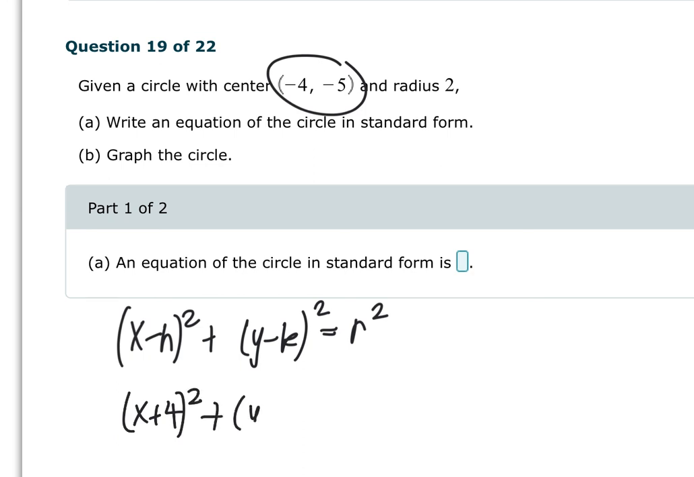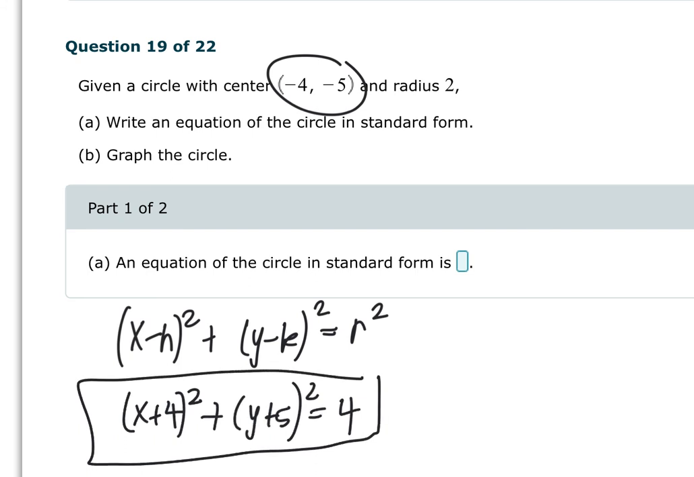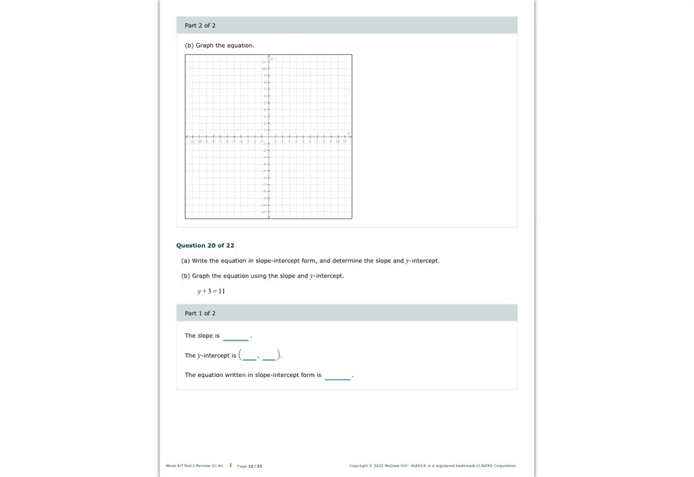Anyway, and so y plus 5 squared equals, so the radius is 2, and if I square 2, I just get 4. Now I get to graph this. Now, when I graph it, I'm going to go back and use this coordinate that they gave me of -4, -5.